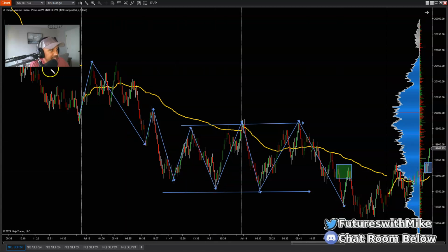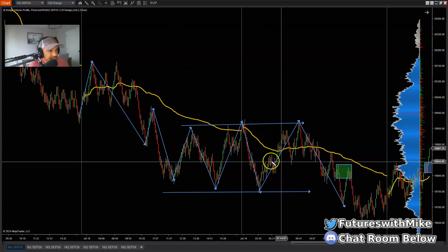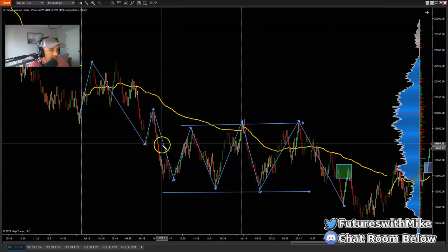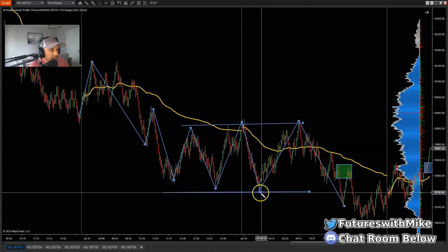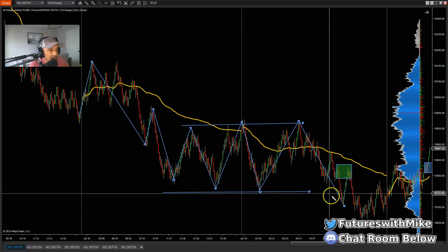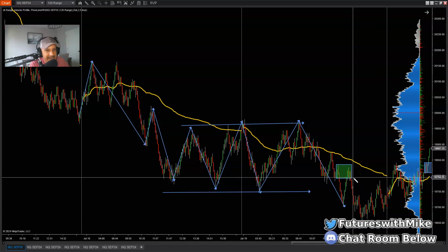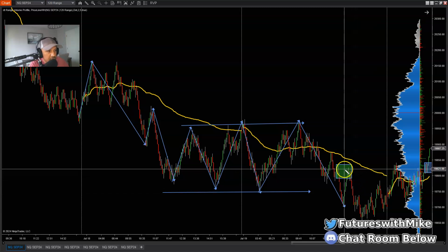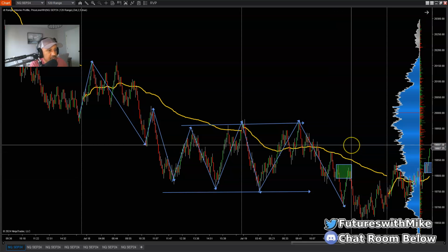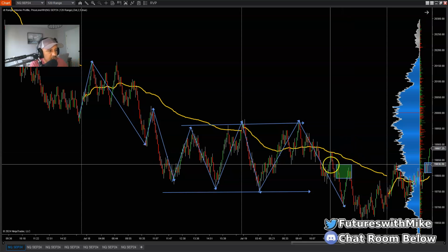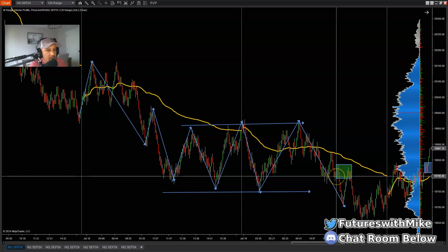When I see things like this, where it's moving like this and then moving sideways, I wait this out. I want to see it come down and break some area of structure below, meaning this major low right here, and then look for a pullback to actually go short. Now, we have to identify our key areas of supply zones to where the market could pull back.